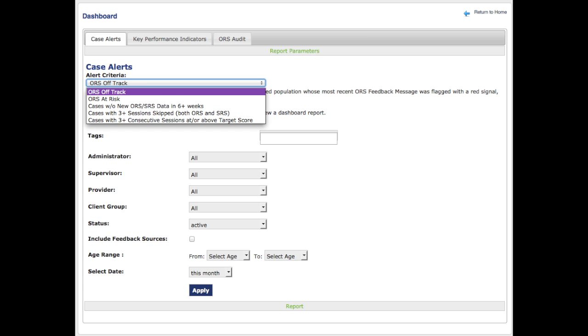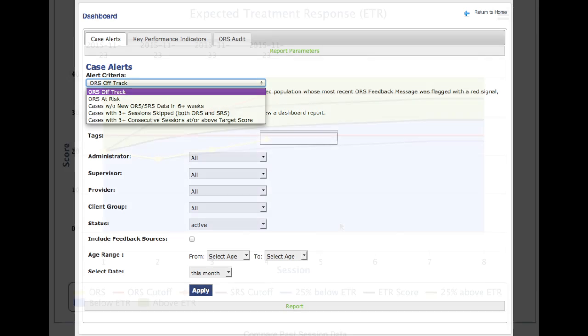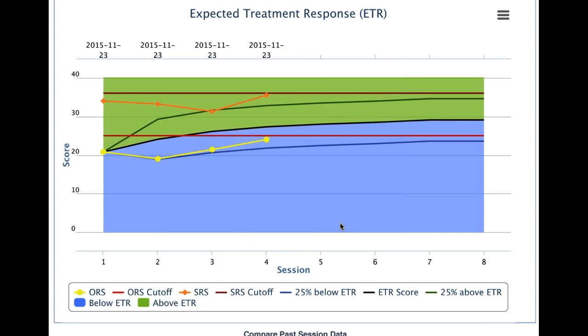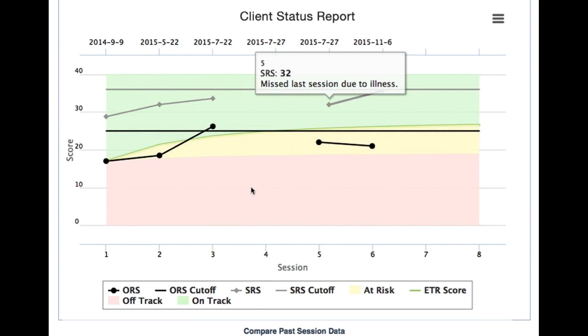Additionally, there have been changes to the feedback system. It's now much simpler than the old system. When the score is below this bottom regression line, it's going to be coded red, and if it's in between in this yellow zone, it's yellow, and if it's above, it's green.